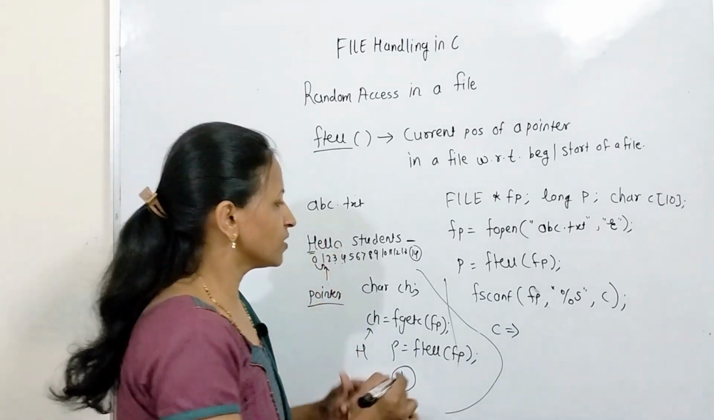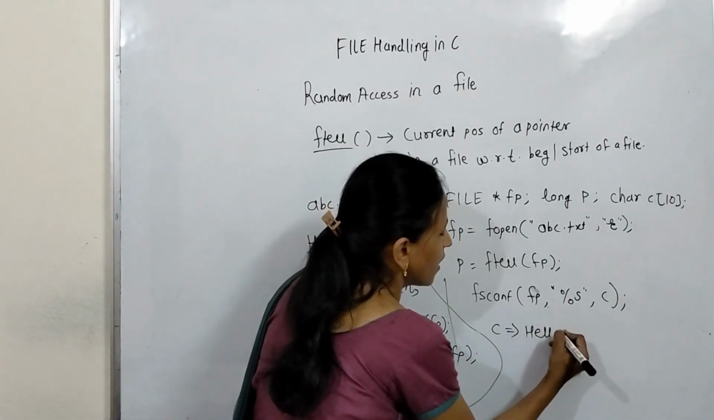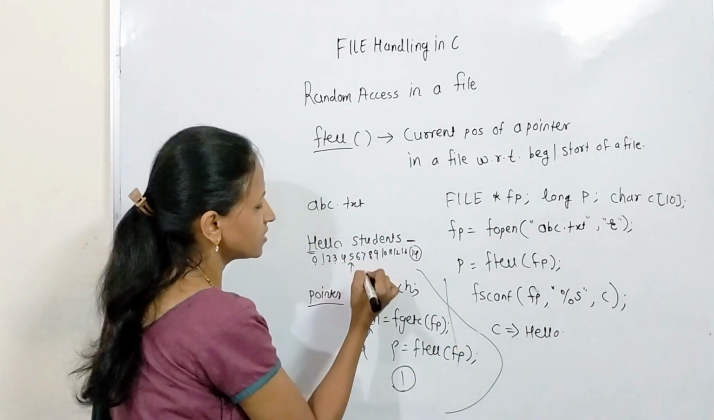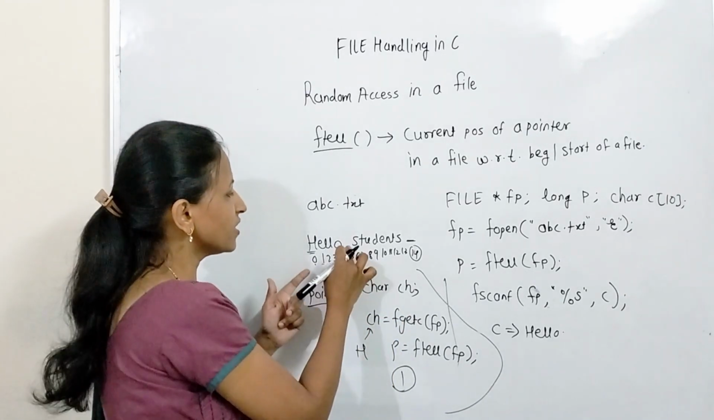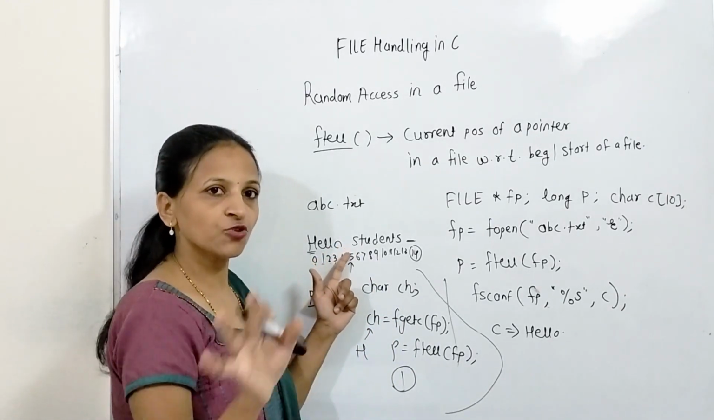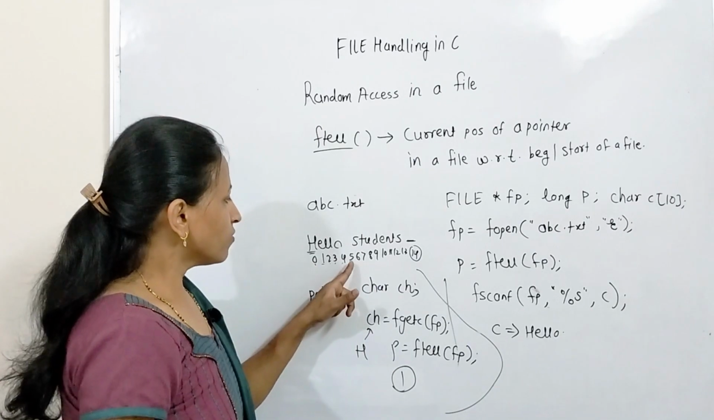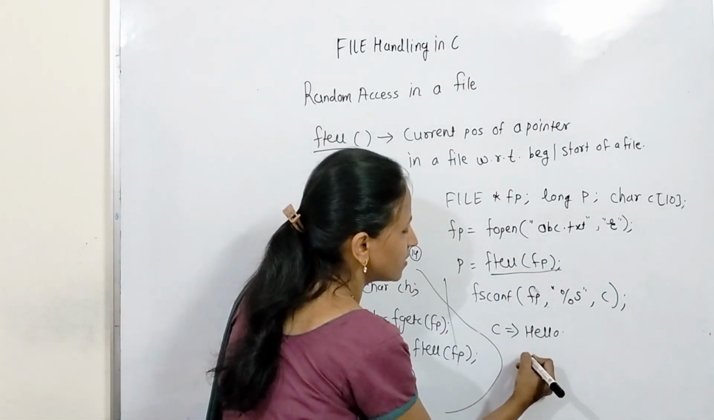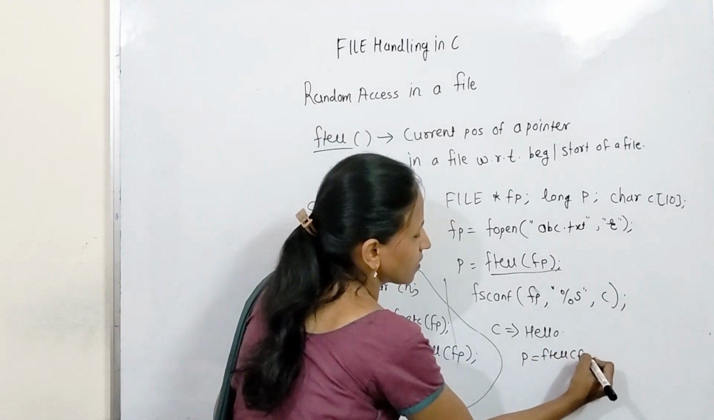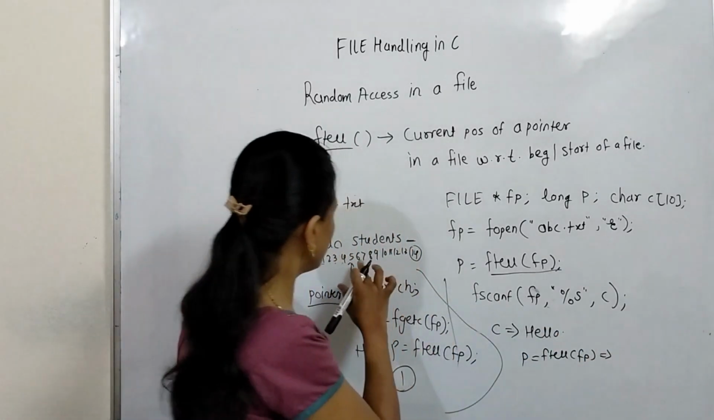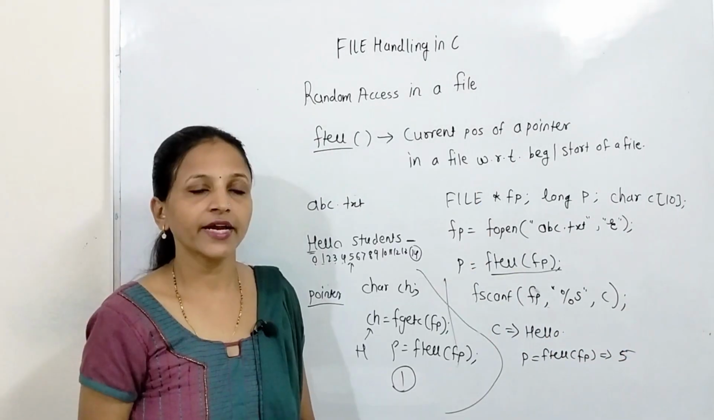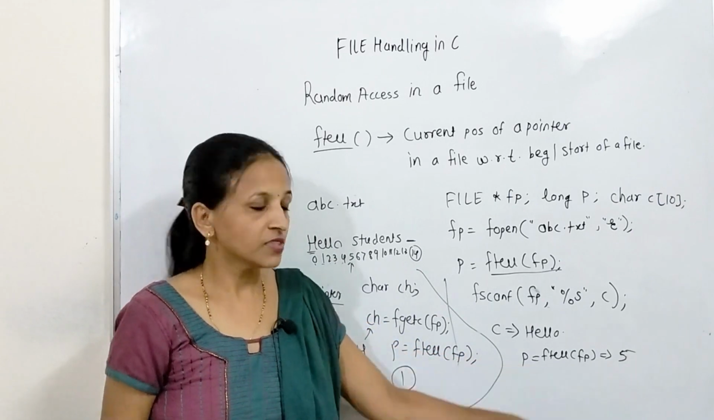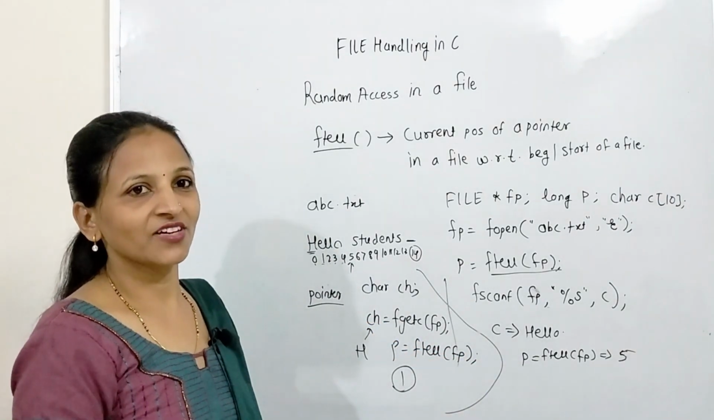We will get hello displayed. And the file pointer will be shifted here at this place, wherever there is a space, because whenever that fscanf function gets a space, it will stop reading that string. And now here, if again we call that ftell function, then we will get value 5. Now this is all about the ftell function.